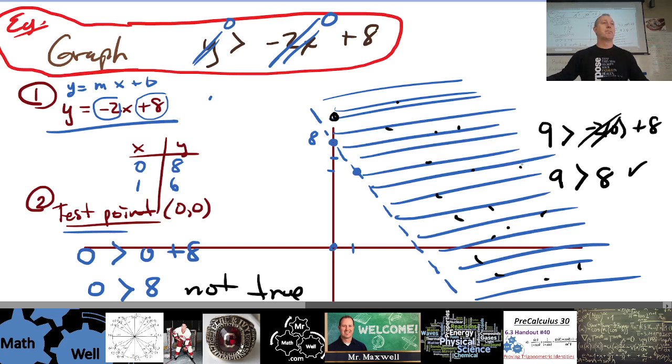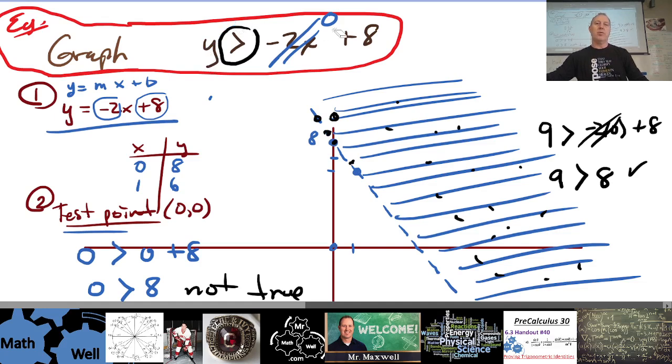Yes? How would you figure out if the line is dotted or solid? Okay, so once again, how do you know if the line is dotted or solid? You simply look at the inequality sign. This sign does not include an or equal to at the bottom. That's not there. So that means that the points that are exactly on this line do not satisfy the inequality.